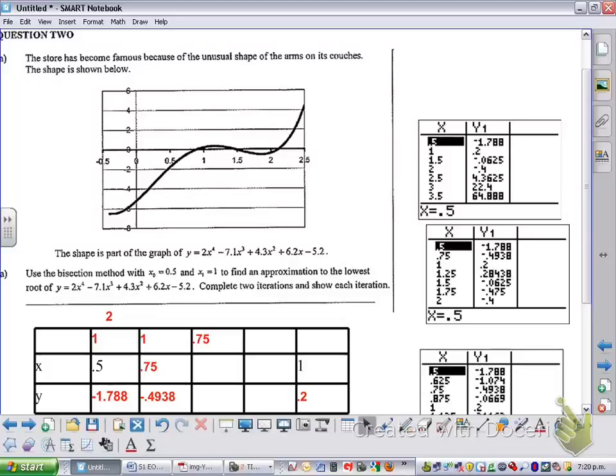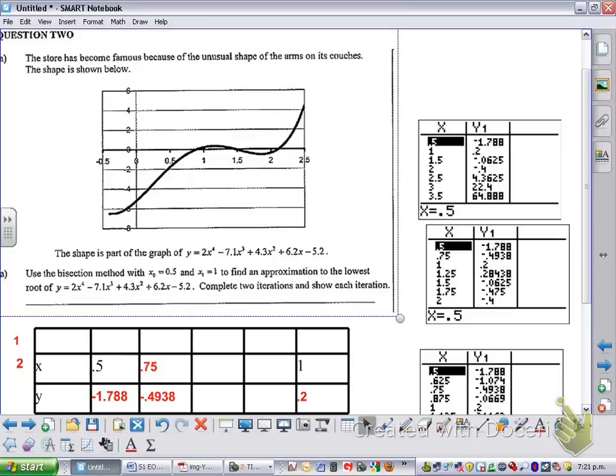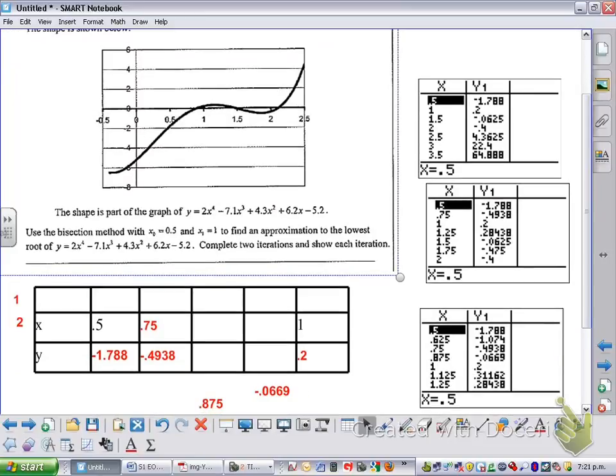Okay guys, this is question 2A, and it's dealing with bisection, and you only have to do 2 iterations. Most of you are making a real mess of this because you've got to organize your work and put a table down. How you do that table is completely up to you, but I'm suggesting that you make a table something like what I've got here.